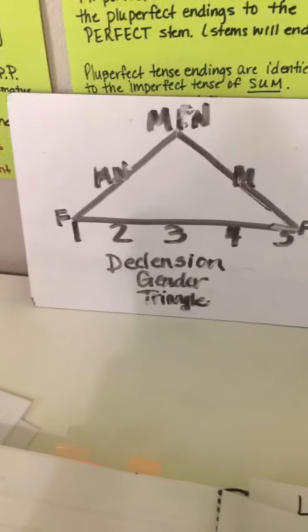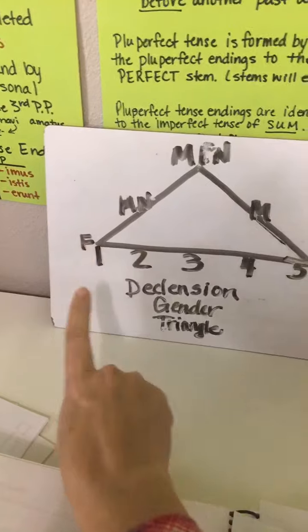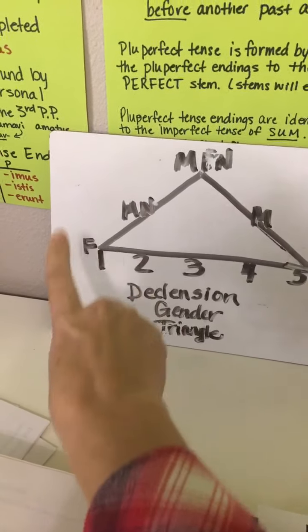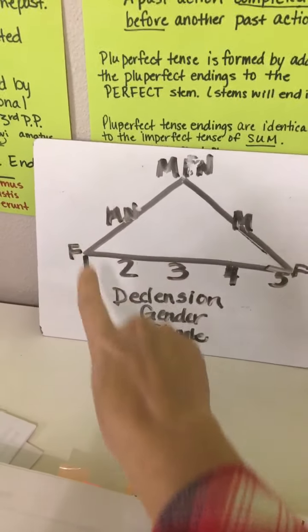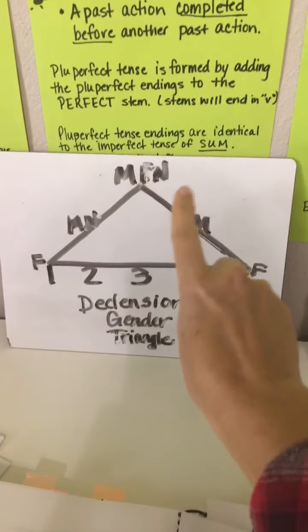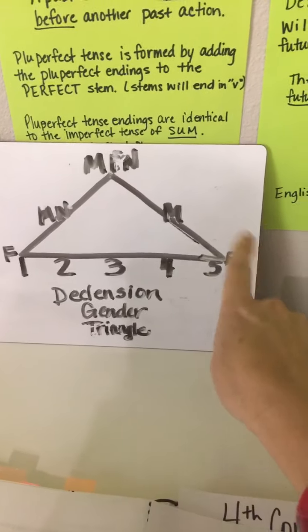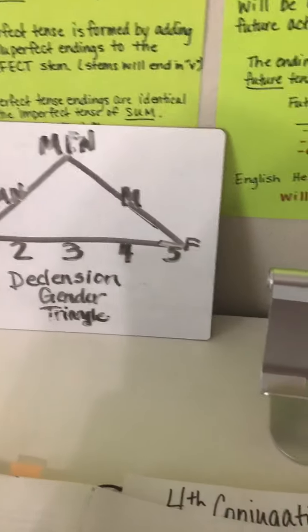I'm going to show our Latin declension gender triangle. There are 5 declensions, we know that. First one is typically feminine. Second's masculine and neuter. Third, masculine, feminine, and neuter. These have to be memorized. Fourth is masculine. We're going to get into some neuter. And then fifth is feminine, generally.